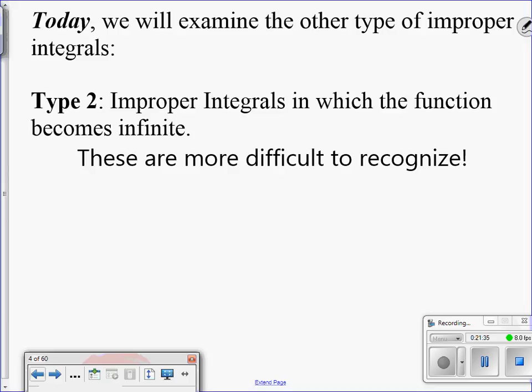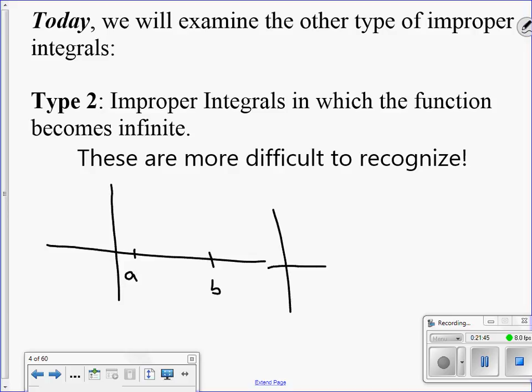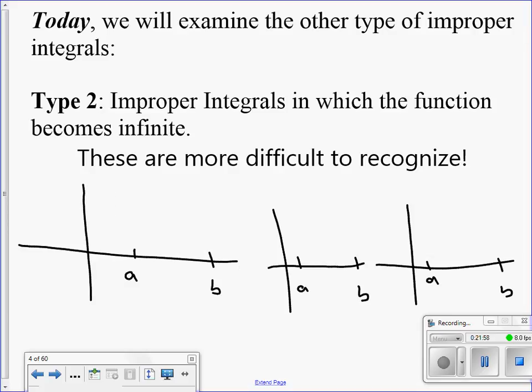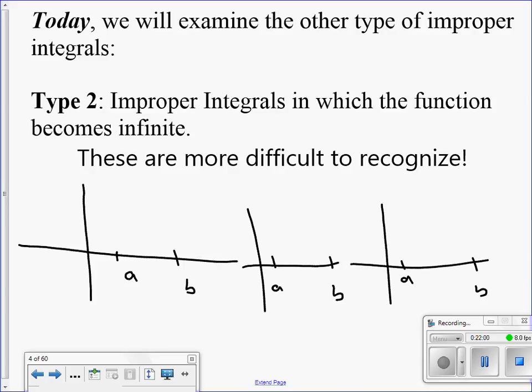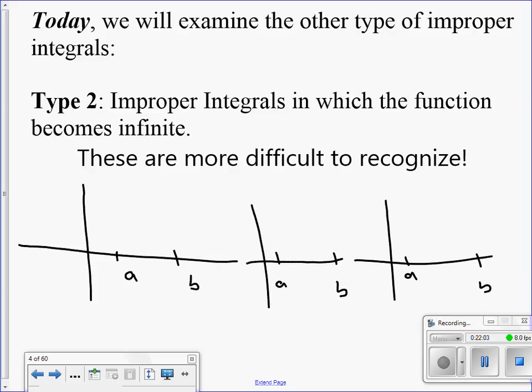So you could have a situation where you're asked for the definite integral from A to B. We'll just roll through three little pictures here. Put a little A and B in all of them. They're going to say, okay, evaluate the definite integral from A to B, and A and B are going to be normal, finite values.